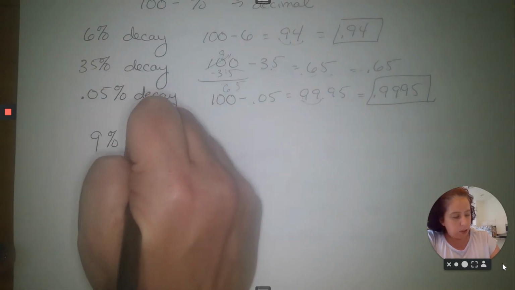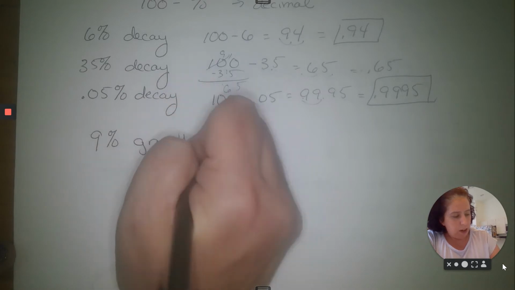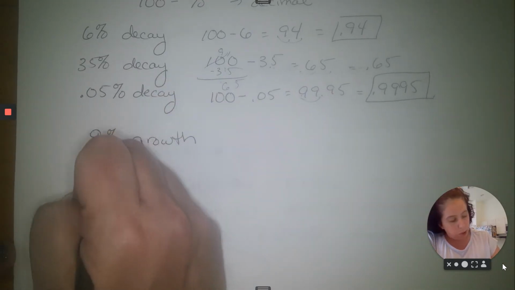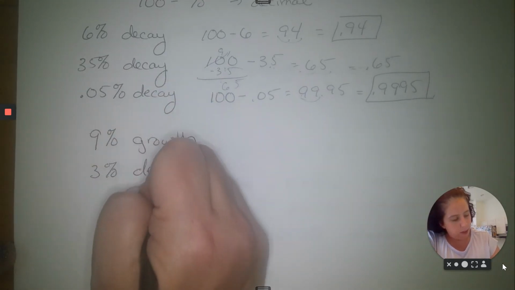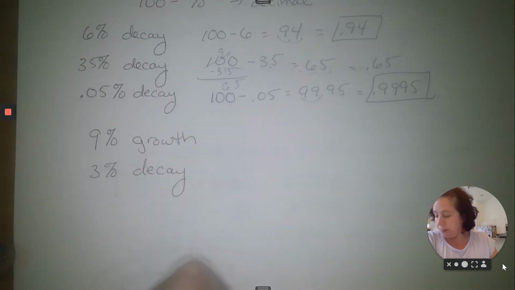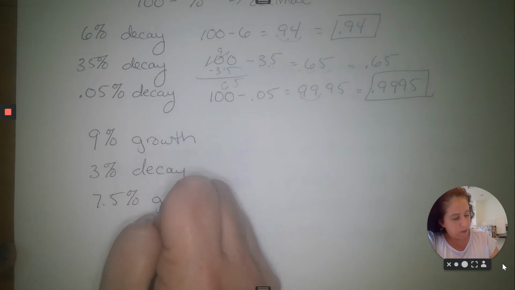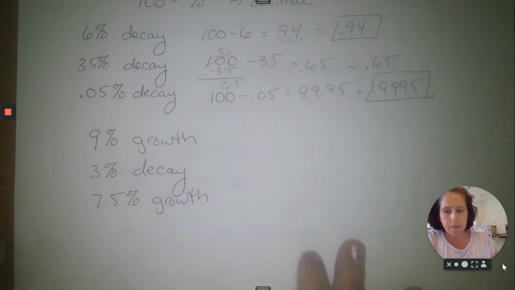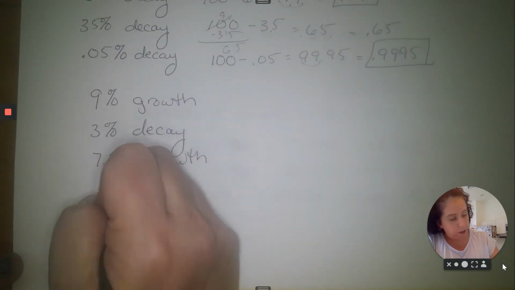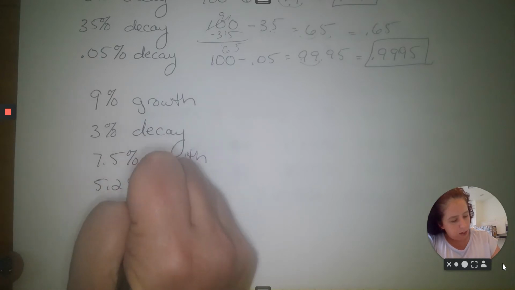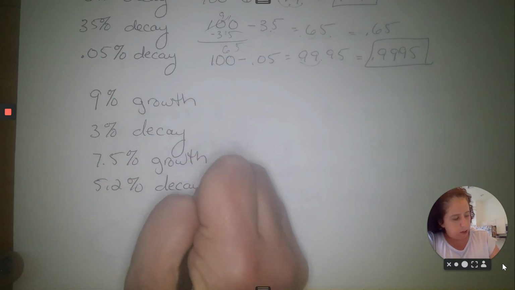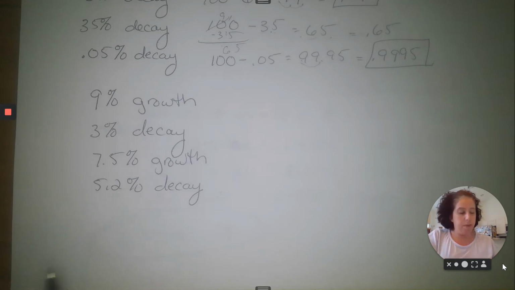So you get a 9% growth, so these are just practice. Okay. A 3% decay, a 7.5% growth, and then I want you to do 5.2% decay. All right, so go ahead and pause the video, see if you get it right, okay, and come back when you're done.